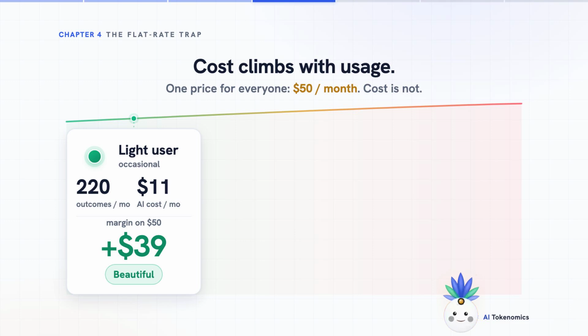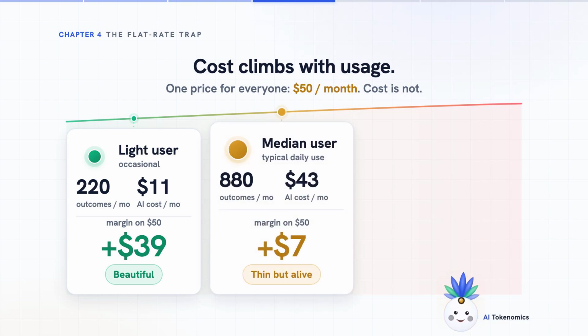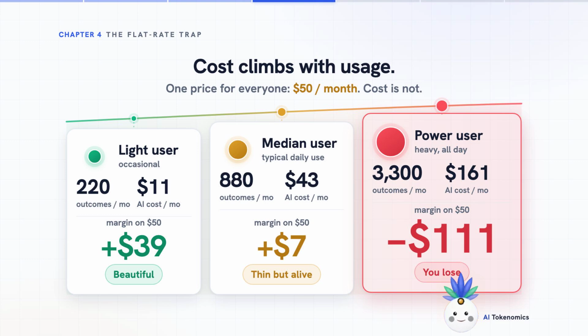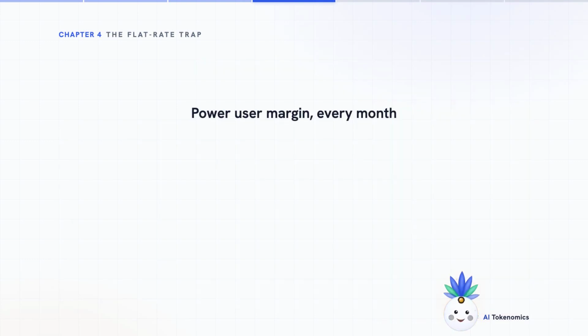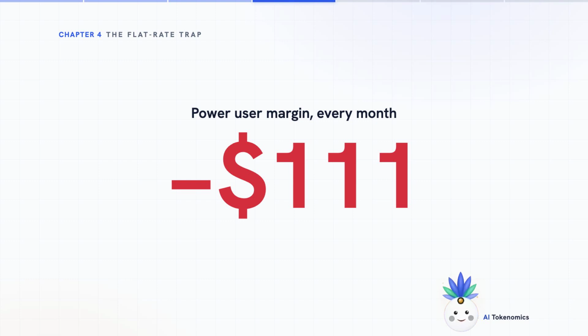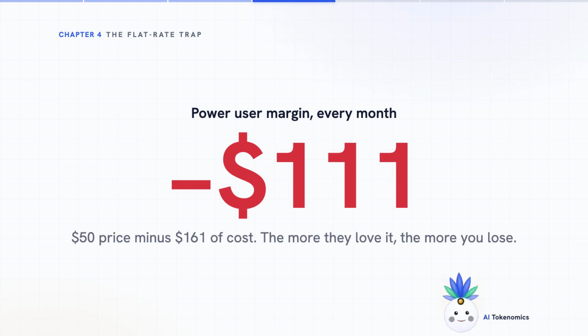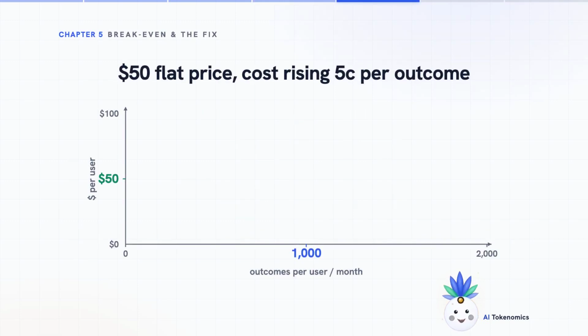Beautiful. A median user, 40 a day. 880 outcomes, about $43 of cost. Margin, $7. Thin but alive. Now the power user, the one in your sales deck, the champion. 150 outcomes a day, that's 3,300 a month times 5 cents, $161 of cost on a $50 price. That's negative $111 of margin every single month on your best customer. You're paying $111 for the privilege of them loving your product, and the more they love it, the more you lose. So here's the calculation almost nobody runs, and honestly, it's the whole point.